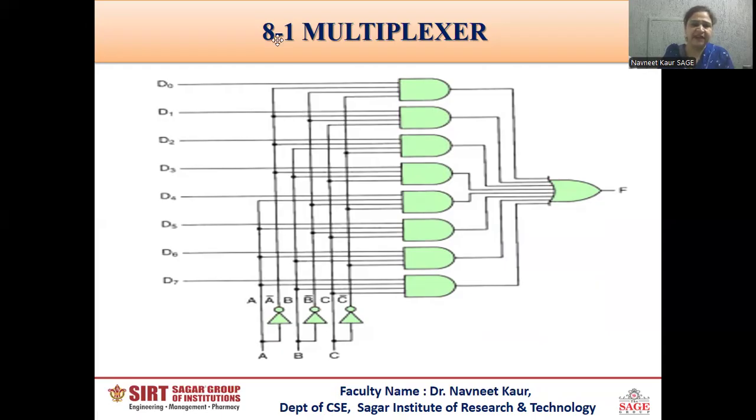Now, this is a logic circuit diagram of the 8 to 1 multiplexer. That means we have 8 input lines and 1 output. So here we can see we have 8 inputs connected, D0, D1 to D7. Since 8 inputs means 2 raised to power 3, the value of n is 3. So we will have 3 selection lines, say A, B, C, or we can name them S2, S1 and S0. Now we have 8 AND gates. At a time, only one AND gate will give non-zero output, and the OR gate will select that output and give it as the output of the multiplexer.